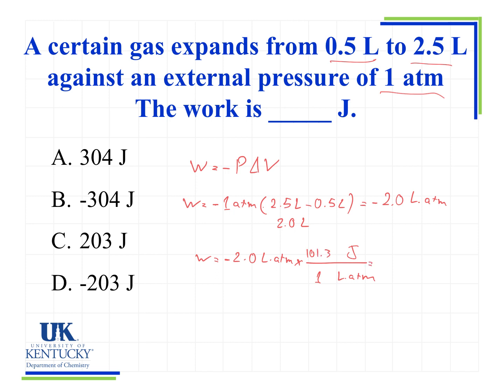So therefore, this is 202.6 joule. And if you round it with 3 sig figs, I missed the negative here, right? It's a negative, so negative 203 joules. So therefore the answer is D.